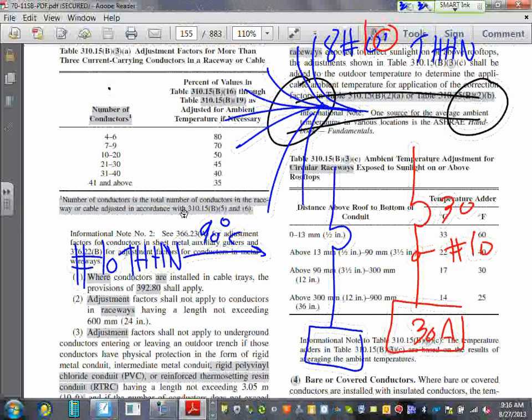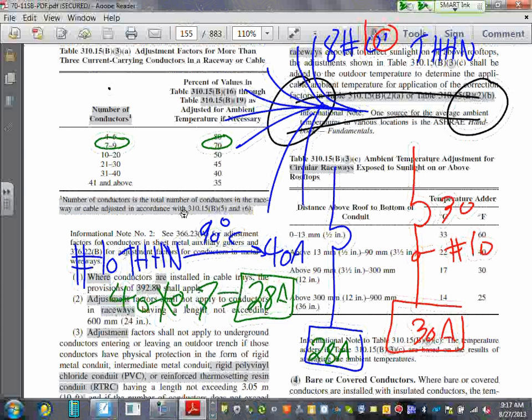Now, once I have 8 of them, 8 will put me right in here, and that will give me 70%. So you take that 40, multiply it by 0.7, equals what? 28 amps. Now, this is 28 amps. The code allows you to go to the next standard overcurrent protection device. This is still number 10. What's the next circuit breaker size? 30. So, 30.